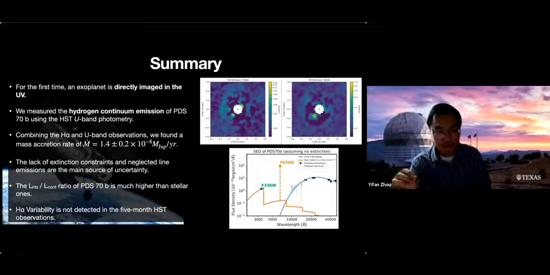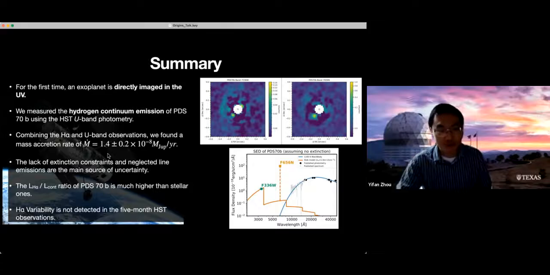So to sum up, for the first time, we directly detect a planet in UV. Our UV measurement constrains the hydrogen continuum emission for PDS 70b, and using H-alpha and the U-band observation, we get a new mass accretion rate measurement. Although, as I mentioned before, this mass accretion measurement has its own caveats, because we don't have a very good extinction constraint, and we neglected other line emissions. So these two caveats may increase the actual estimate for the mass accretion rate.